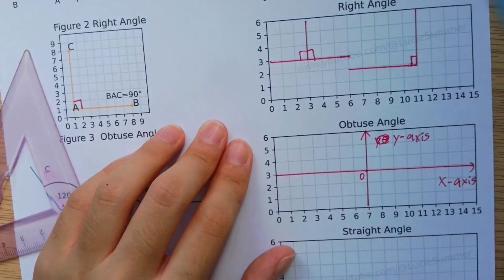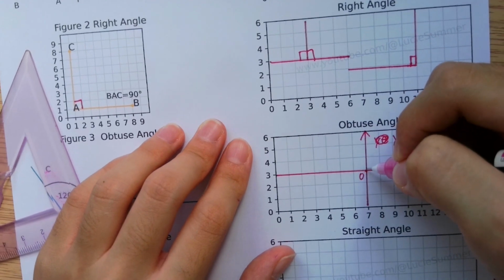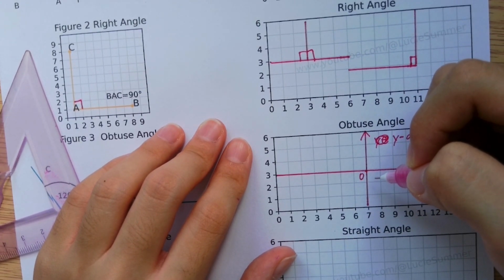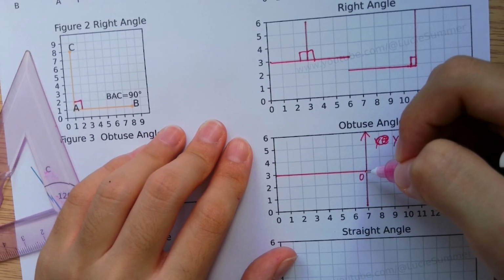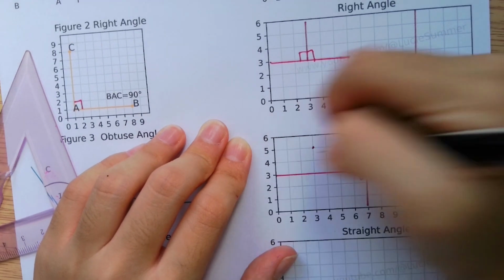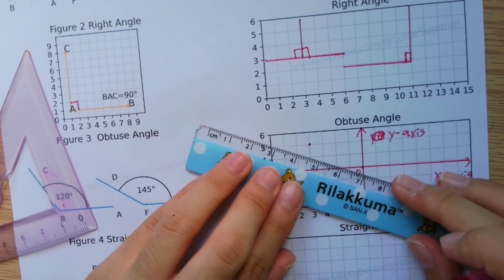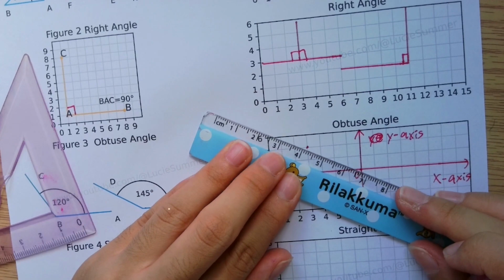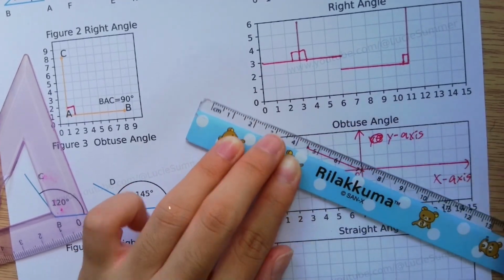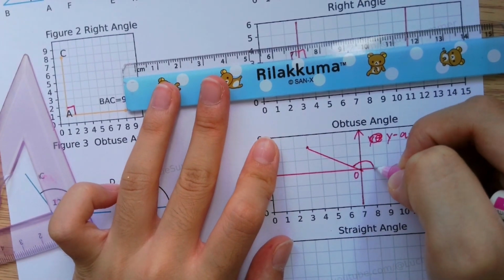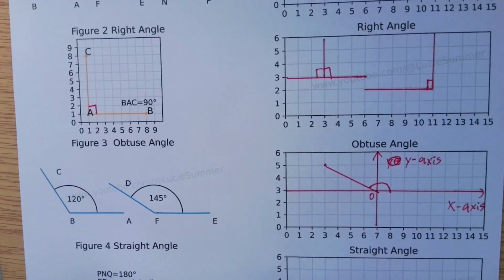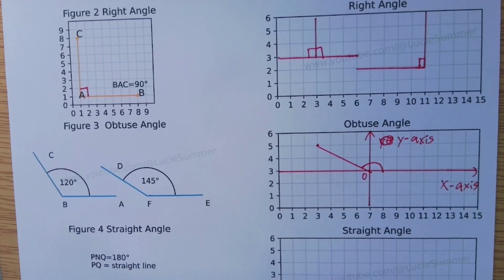So to draw an obtuse angle, you can draw a line connecting the 0 point with any of the points in the second quadrant. For example, if the point is here, then we'll draw it like this. Okay, so this is an obtuse angle over here. And now you know what an obtuse angle is.